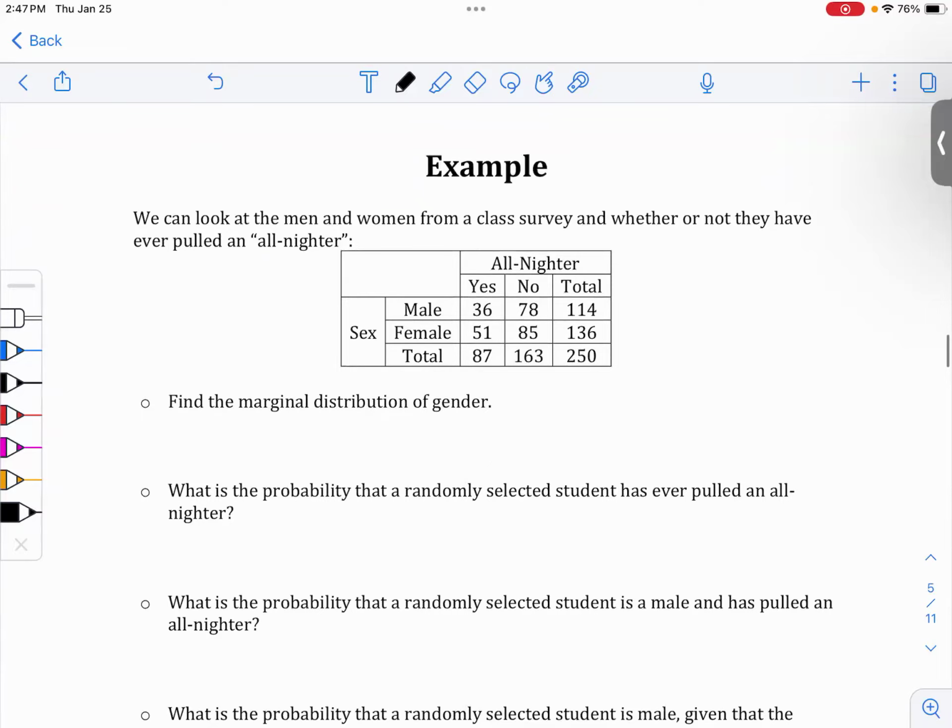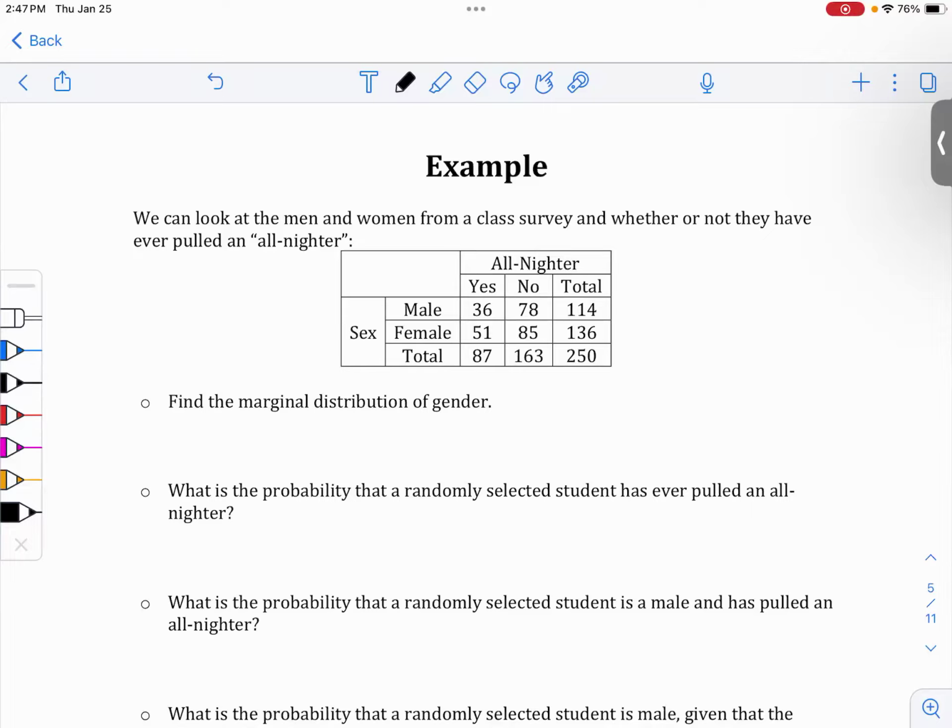So again, let's look at an example. We can look at men and women from a class survey and whether or not they have ever pulled an all-nighter. So I have a table, which is our second type of picture. The Venn diagram is our first type of picture. A table is our second type of so-called picture, because a table is not actually a picture, but it has a lot of information that is really well laid out for us.